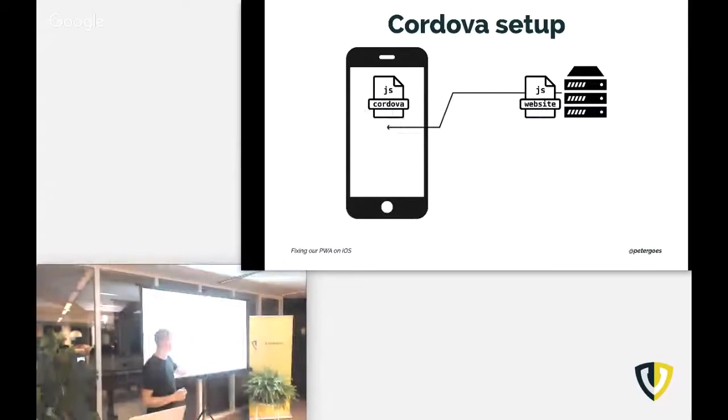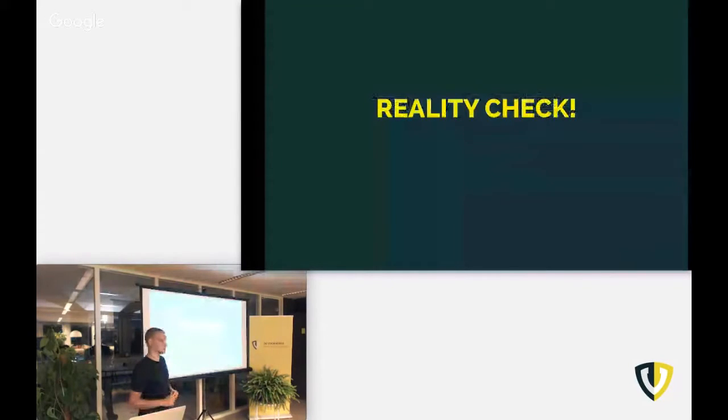So that looks like this. We have a web server, which sends the website. We have the Cordova files running on the device itself. And it sounded good. So this is the setup that we first tried. And then came a reality check.